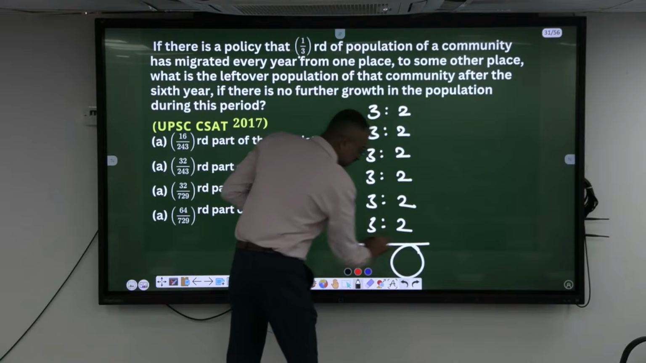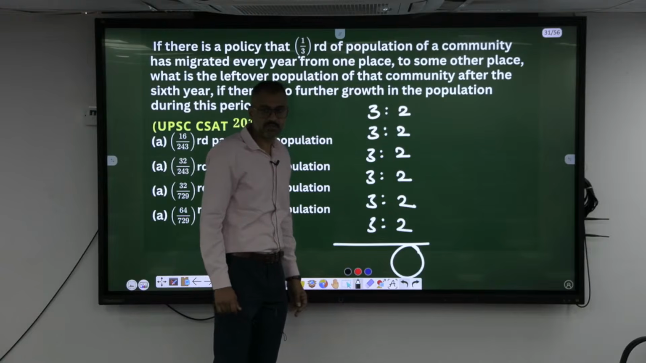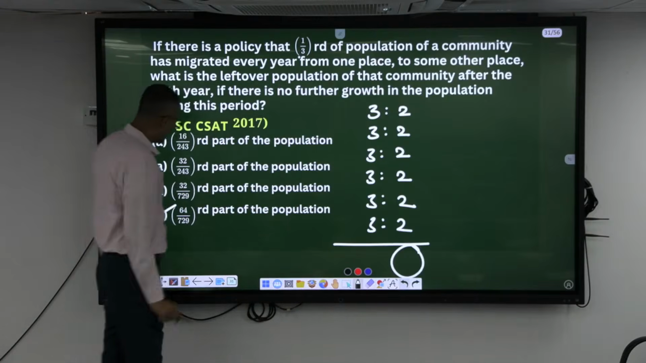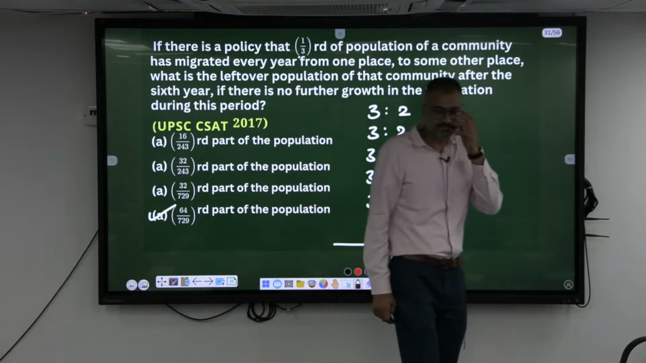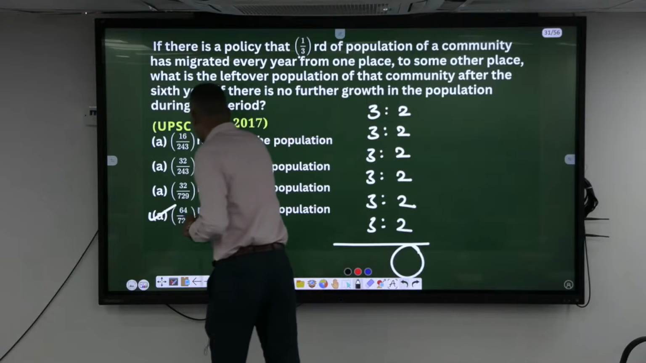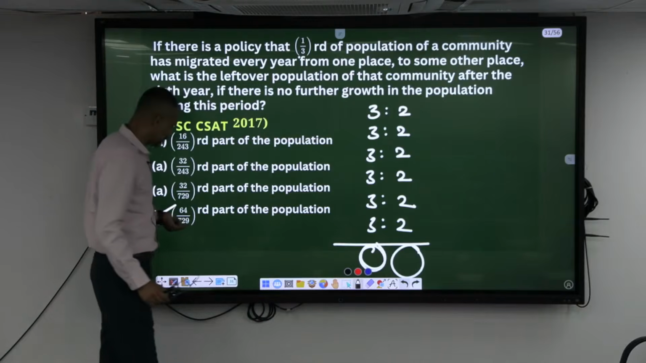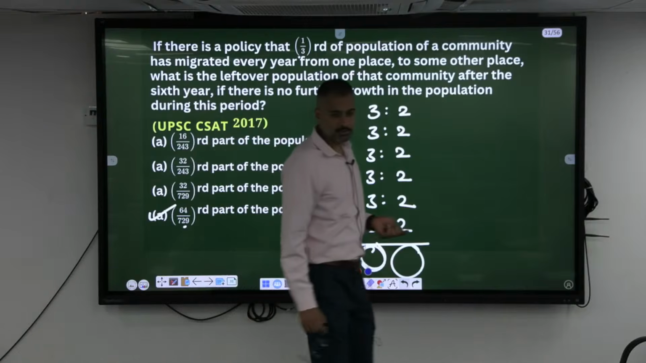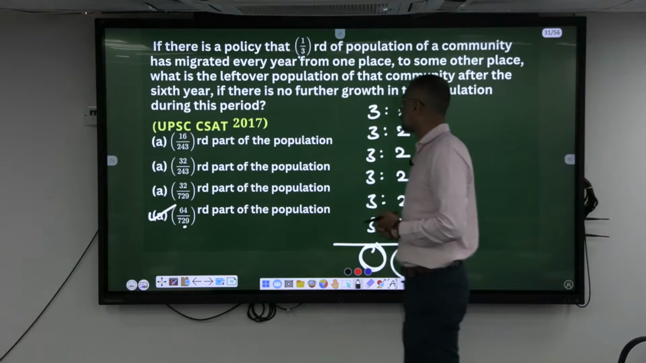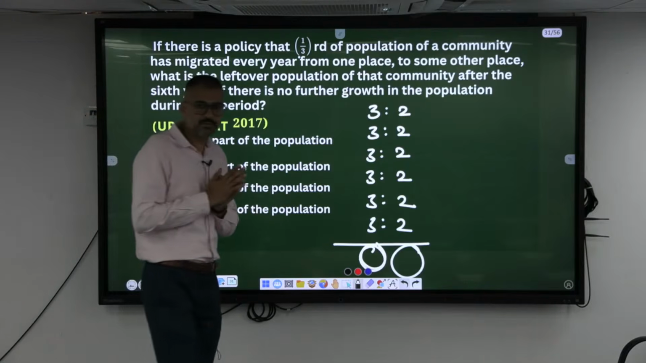So this is the end population, right? It is 2 into 2 into 2 into 2. How many times? 6 times. What is 2 power 6? So your answer is 64 is the remaining population from 729. This is the starting population. What is the starting population? 3 power 6. What is 3 power 6? That's it. It looks big, but these are easier ones. Okay, got it? Shall we move this?